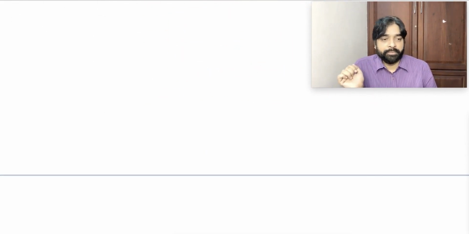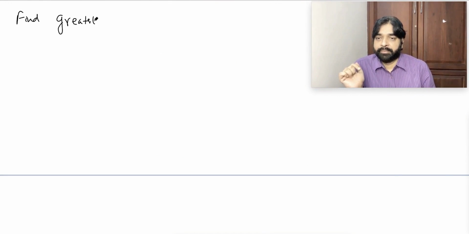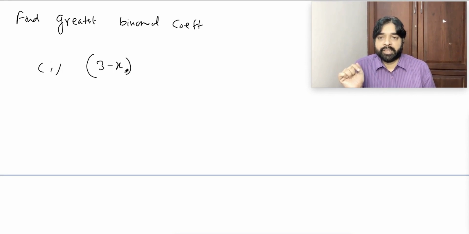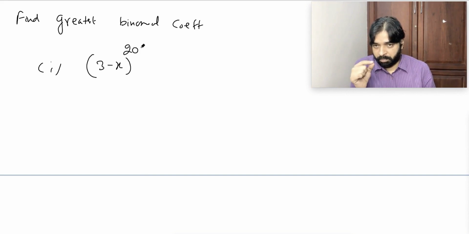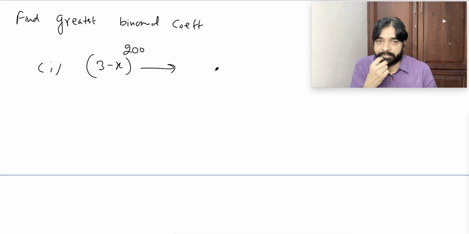Now it's your turn. Find the greatest binomial coefficient of (3 - x)^200. Fast, very fast, immediately, 10 seconds.